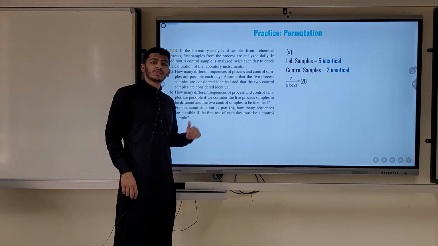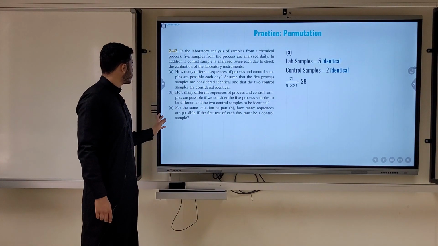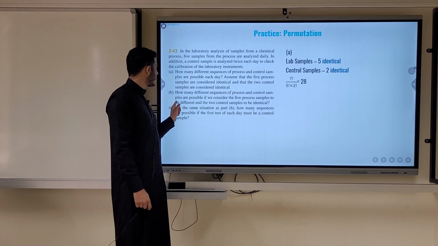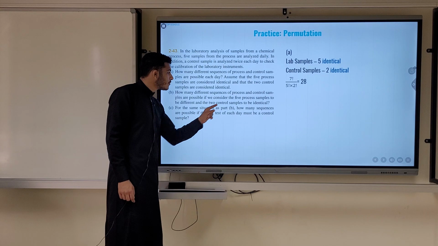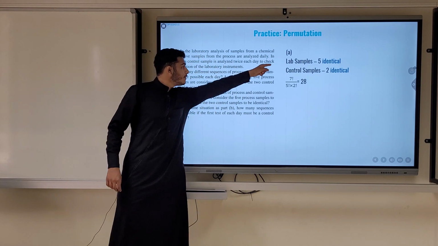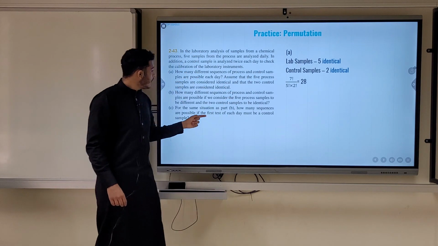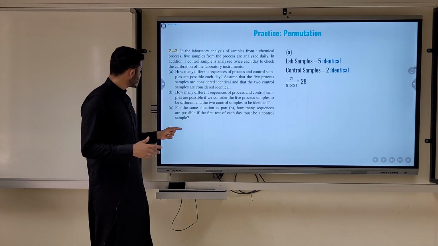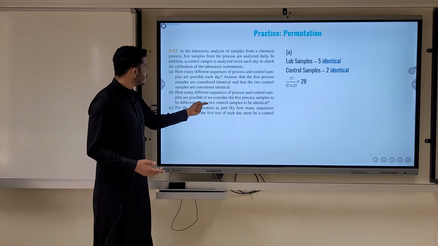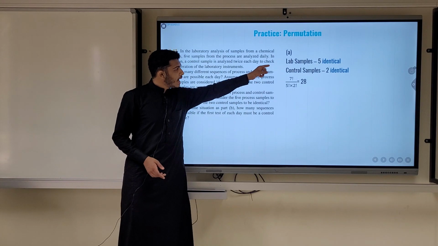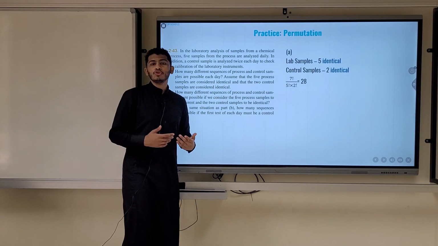Now let's do the second question. It says, how many different sequences of process and control samples are possible if we consider the 5 process samples to be different, and the 2 control samples to be identical? So the 5 lab samples that we had here are now considered to be different, not identical, while the control samples are still identical.